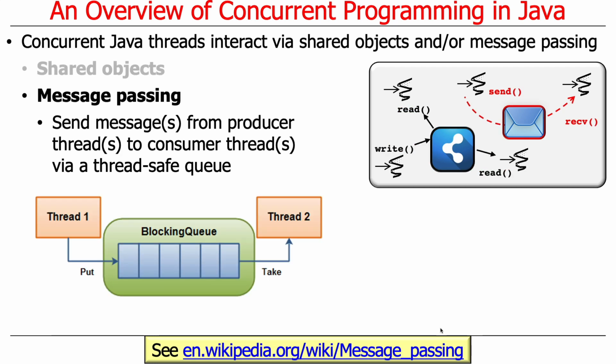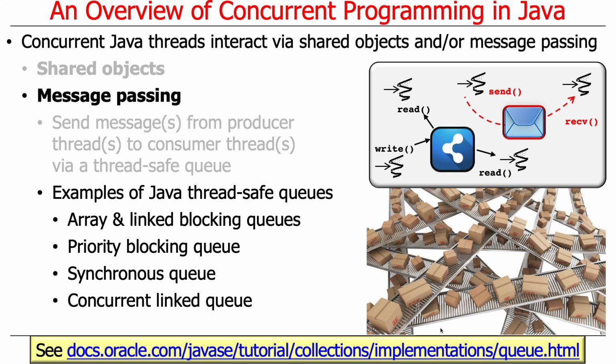The alternative way to have threads interact is by passing messages. And in this context, we're going to send a message from a producer thread into a queue, and then another thread will take that message when it's got access to it and consume it. So you have producers and consumers, and they communicate with each other using a thread-safe queue. Examples of these in Java would be array blocking queues and linked blocking queues, priority blocking queues, synchronous queues, concurrent linked queues. These are all examples of synchronized queues in various ways that you could use in Java. Once again, we will not talk much about these.